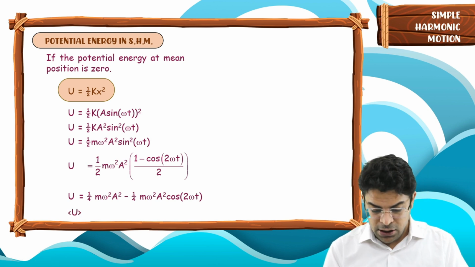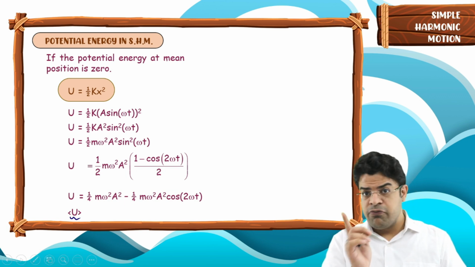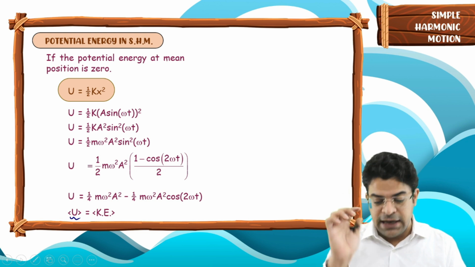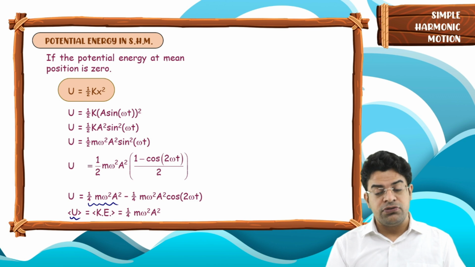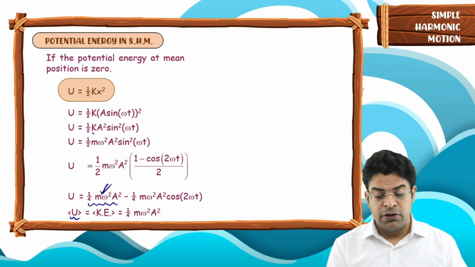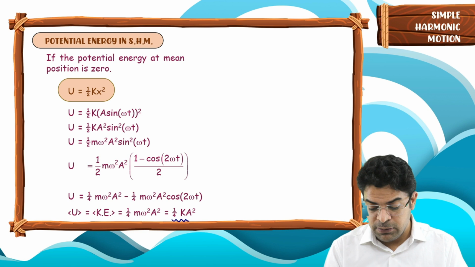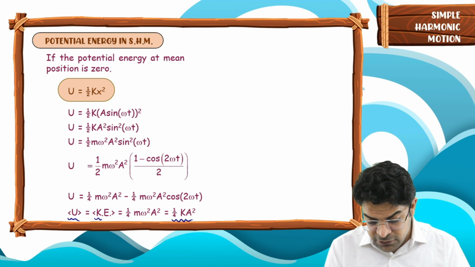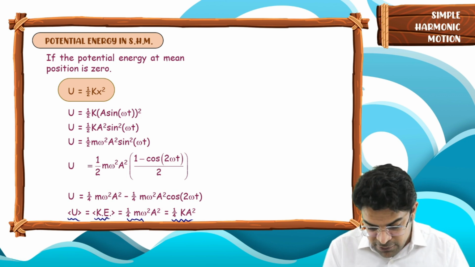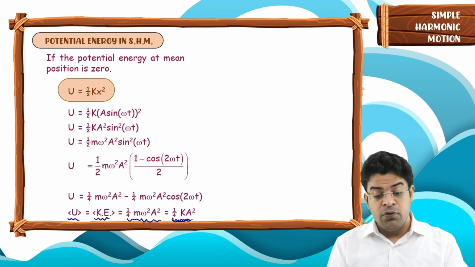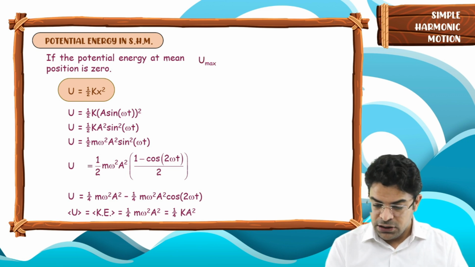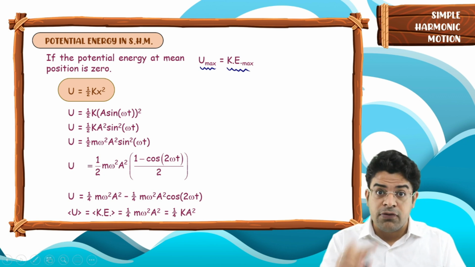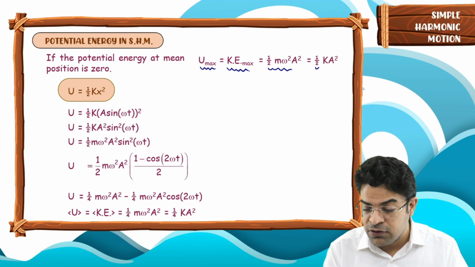So we will say the average value of potential energy over one complete cycle is the same as the average value of kinetic energy over one complete cycle, and that equals 1 by 4 m omega square a square, and in place of m omega square you can write k, that equals 1 by 4 k a square. So the mean value of potential energy equals the mean value of kinetic energy equals 1 by 4 m omega square a square equals 1 by 4 k a square. Okay, next thing, the maximum possible potential energy equals the maximum possible kinetic energy equals half m omega square a square equals half k a square.